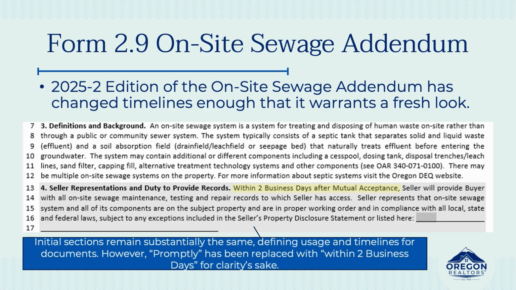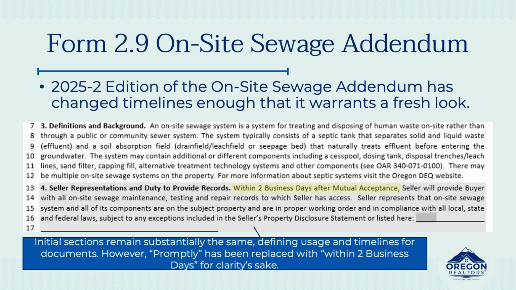The system may contain various components like cesspools, dosing tanks, disposal trenches, leach lines, sand filters, capping fills, alternative treatment systems. All kinds of stuff is possible. There could be multiple on-site sewage systems at a single property. A property could have 2 or 3 different septic systems. For more information, you can always visit DEQ's website, where they have more information on being septic smart.